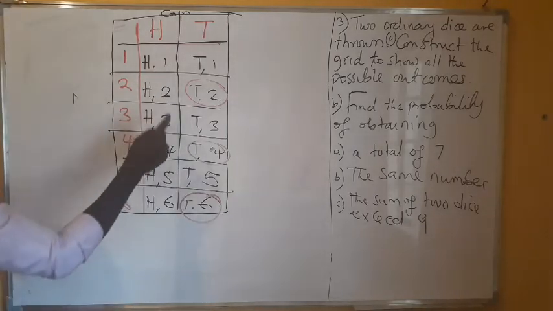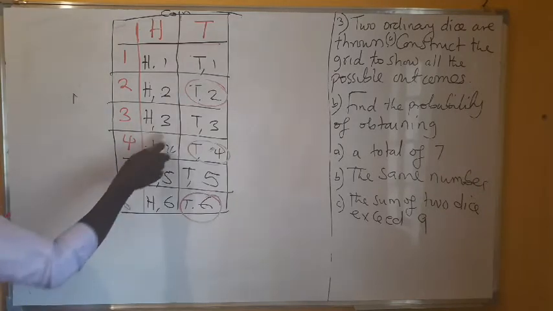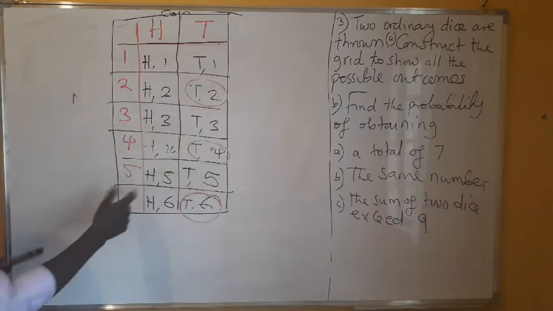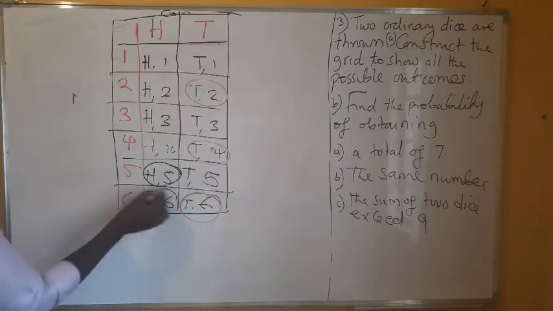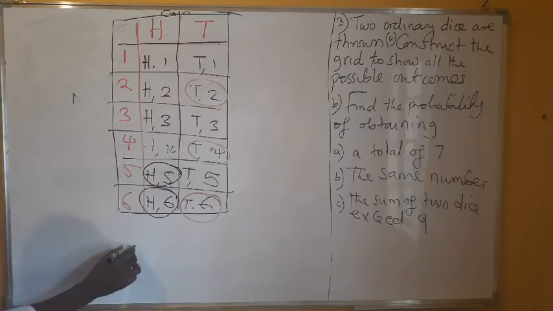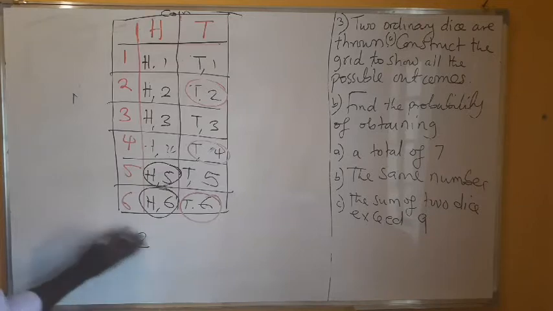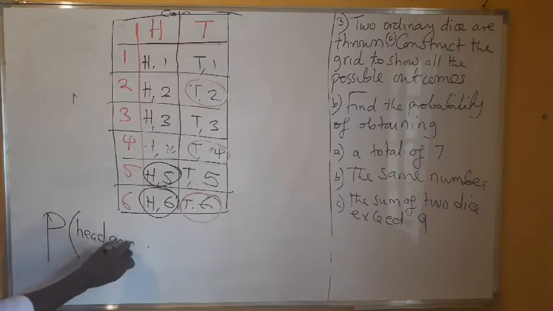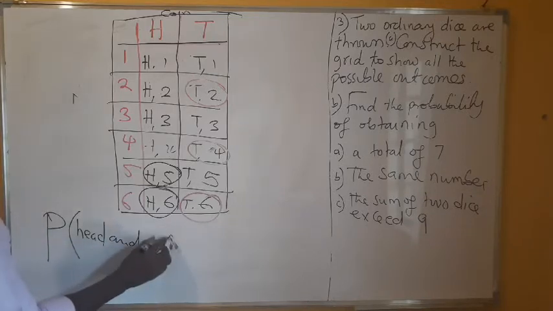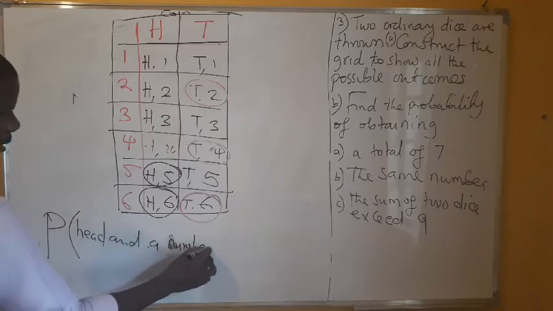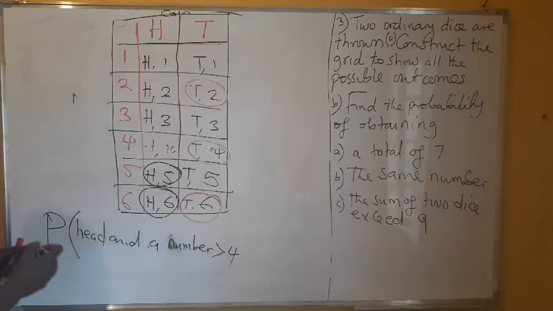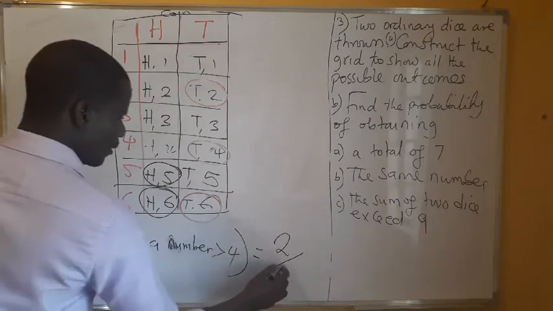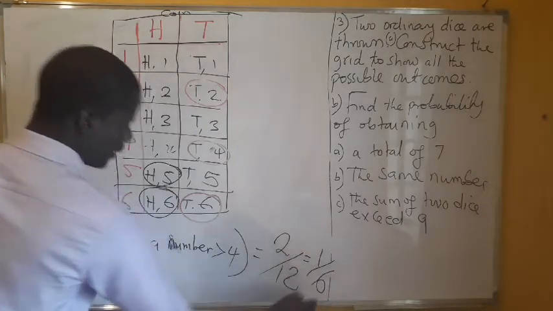So 1, 2, 3, 4, all these are less than 4. This is equal to 4. But we want those that are greater. So where do we have the head and a number greater than 4? It's only these 2. So in that case, the probability where we have a head and a number greater than 4 is equal to 2 over 12, which is 1 over 6.